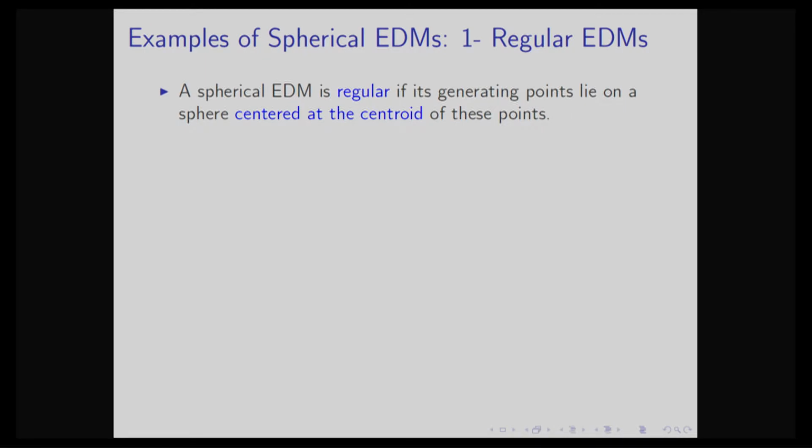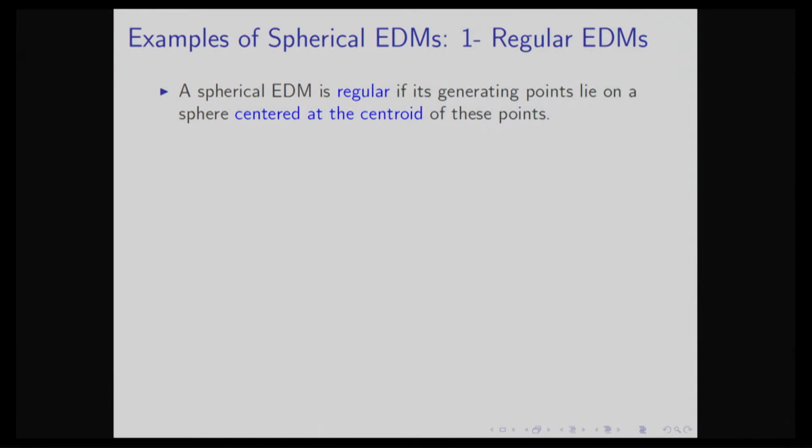Okay. So this class of spherical EDMs is very, very important. Some of the subclasses or examples of spherical EDMs might be a surprise. They're not obvious that they are EDMs to begin with, much less spherical. Some of them are obvious, some of them are not. So I'm going to present 6 subclasses of spherical EDMs. The first class is regular EDMs. An EDM is regular if the center of the sphere is at the centroid. So the centroid and the center of the sphere coincide.